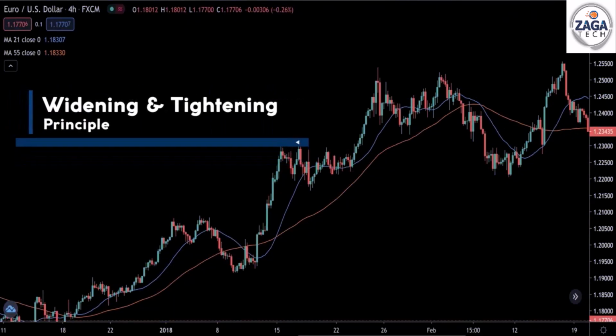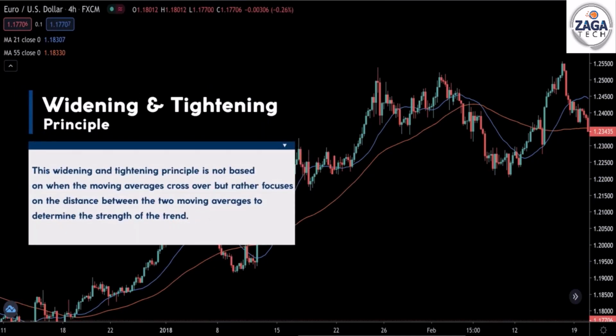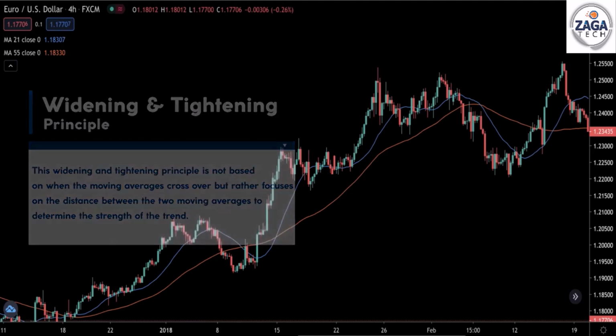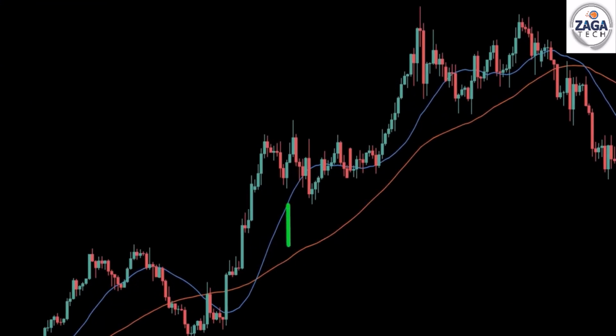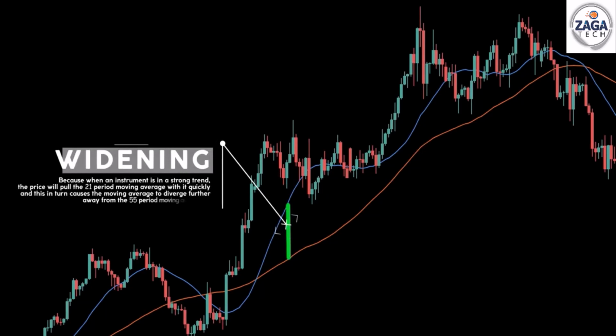This widening and tightening principle is not based on when the moving averages cross over but rather focuses on the distance between the two moving averages to determine the strength of the trend. The wider the distance between the 21-period moving average and the 55-period moving average, the stronger the trend. Why? Because when an instrument is in a strong trend, the price will pull the 21-period moving average with it quickly, and this in turn causes the moving average to diverge further away from the 55-period moving average. This is what I call widening.